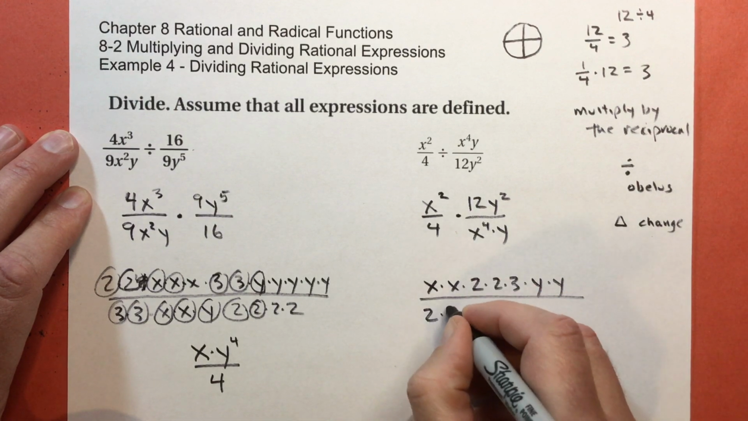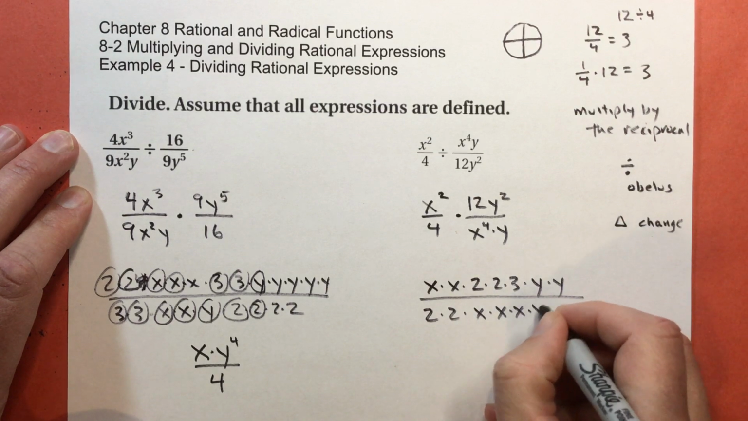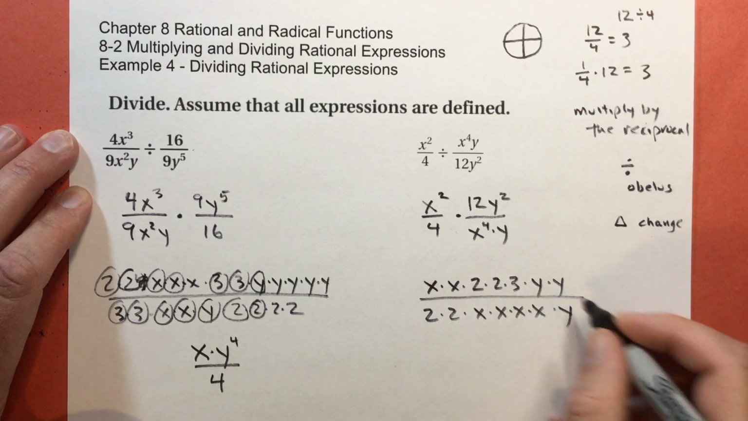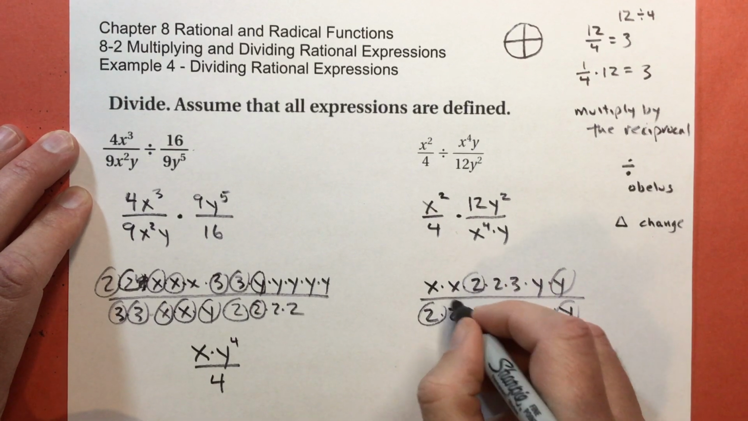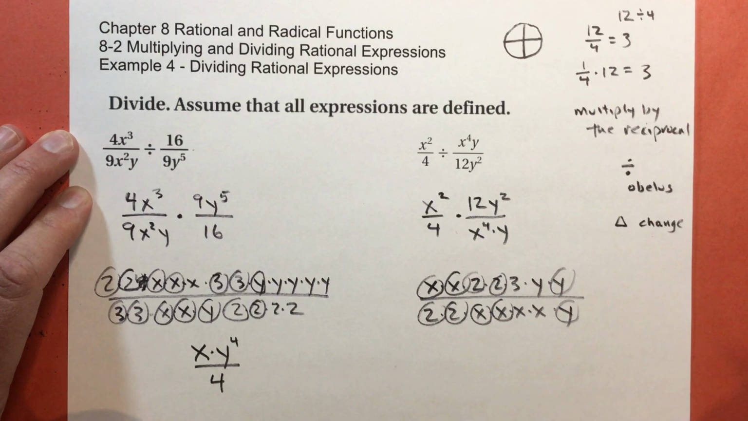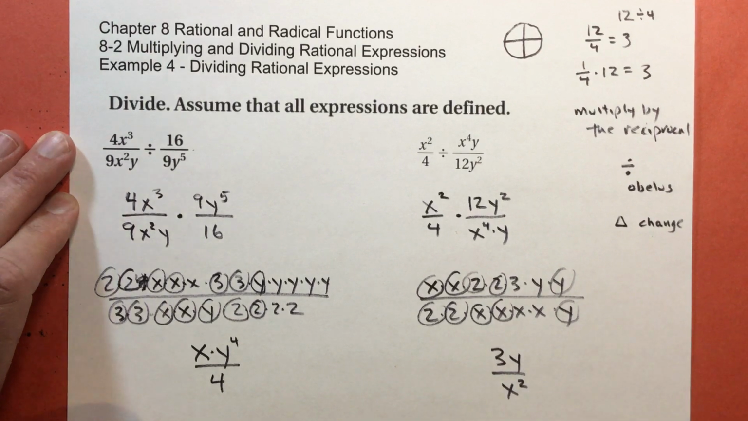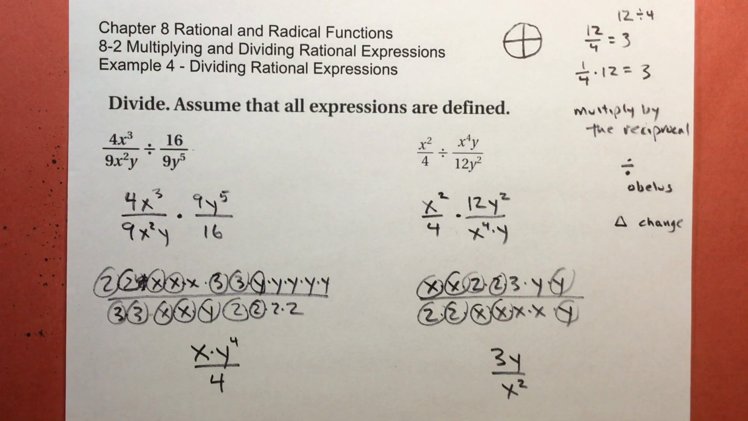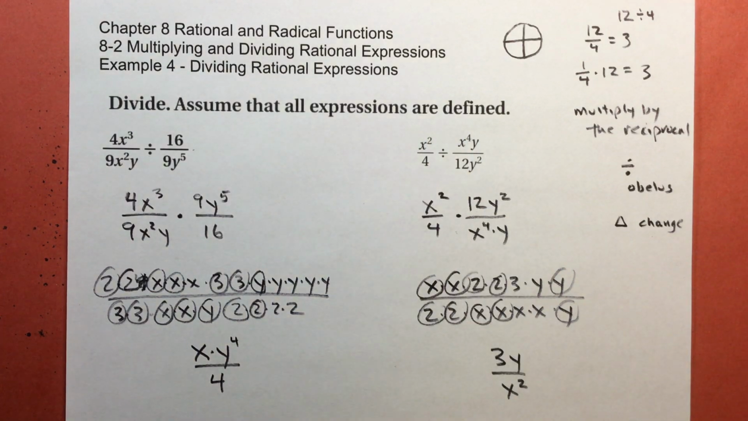4 is 2 times 2. X to the 4th is x times x times x times x times y. So I'll get rid of those y's since they're over there. I'll get rid of these 2's, and I got a couple x's. I think that's it. So I get 3y over x to the 2nd power. Please note that we've mentioned all expressions are defined, which means I don't have to figure out what's going to make the denominator go to 0.